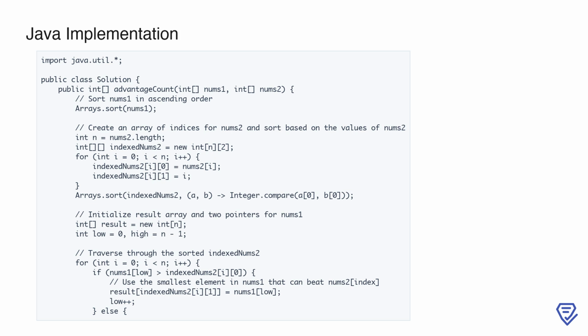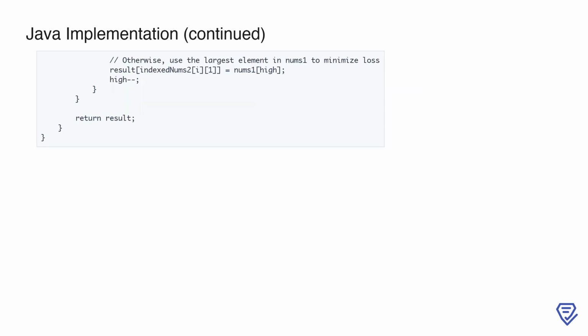Now, we start iterating over the sorted indexNums2 array to determine the best matches for nums1 and nums2. When traversing the sorted indexNums2 array, we check if the smallest unused value in nums1, pointed to by low, is greater than the current value in nums2. If so, we use this value from nums1 to maximize the advantage and place it in the result array at the original index of the current nums2 element. Then, we increment the low pointer to move to the next smallest value.